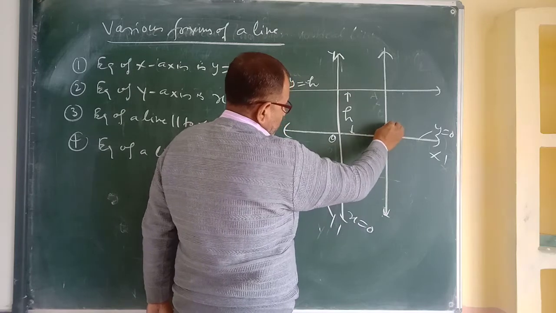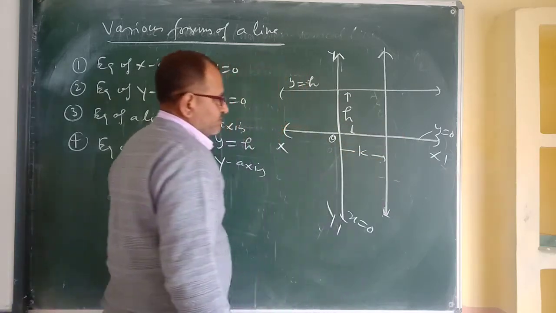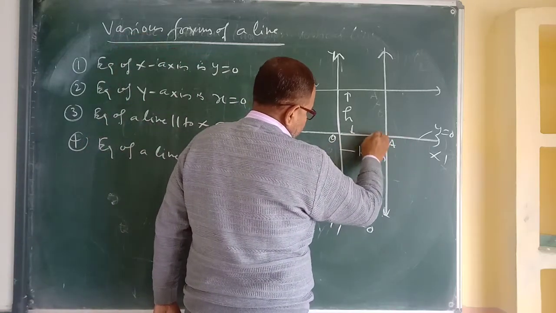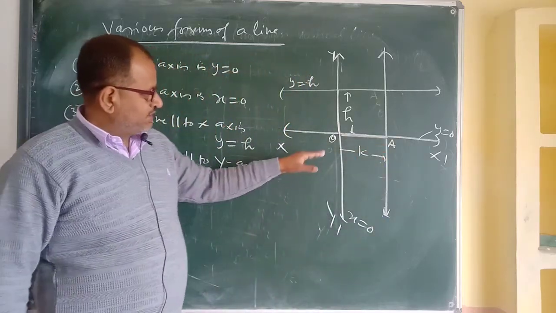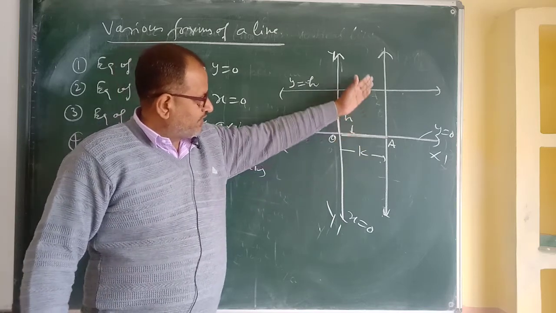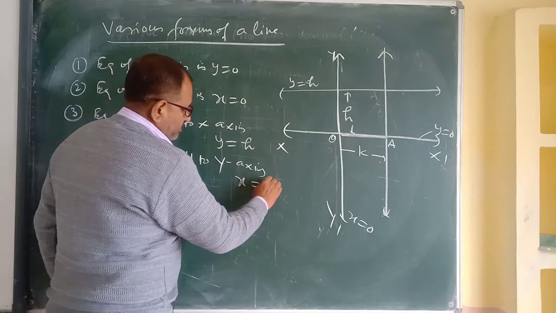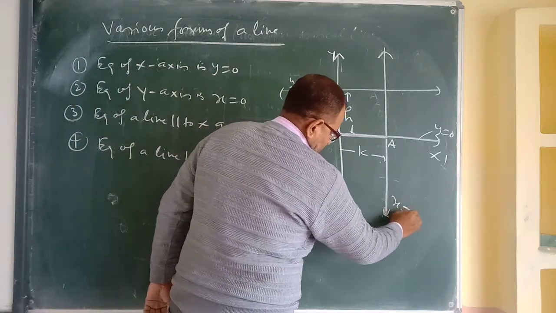Suppose the distance of this line from the y-axis is k unit. So what is the distance of the line from the origin? k unit. And this distance is on x-axis. So equation of a line parallel to y-axis is x is equal to k. Equation of this line will be x is equal to k.